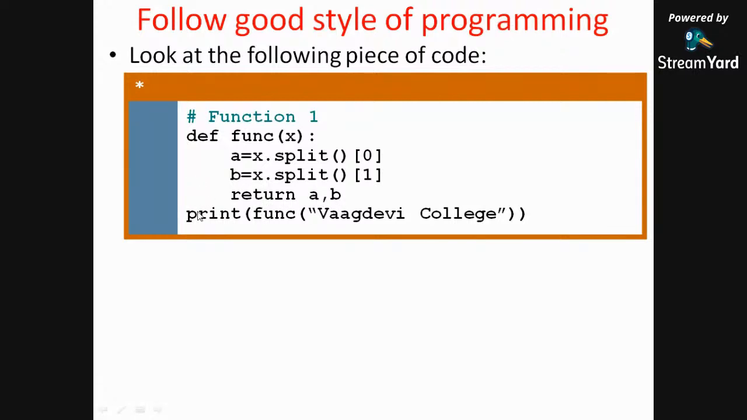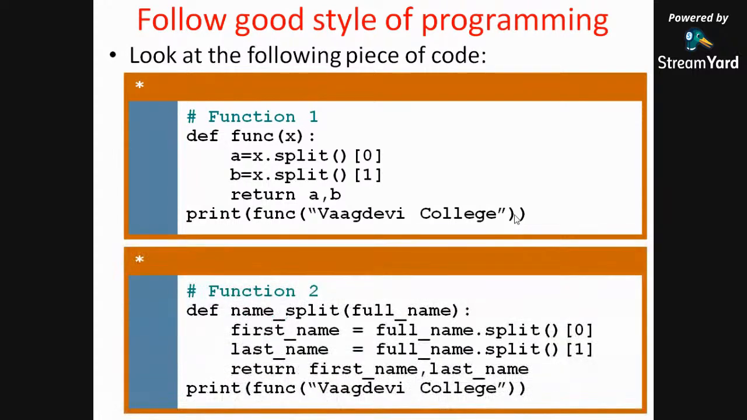Now when I use this function in a print statement, I call the function like this: function Vagdevi College. When this is executed, you can see the output displayed as Vagdevi College, Vagdevi and college. Now see the second function, with the same logic. Now I am defining a second function. Define the name split as the function name. That means you have to take meaningful names for functions, and here the argument name is full name.